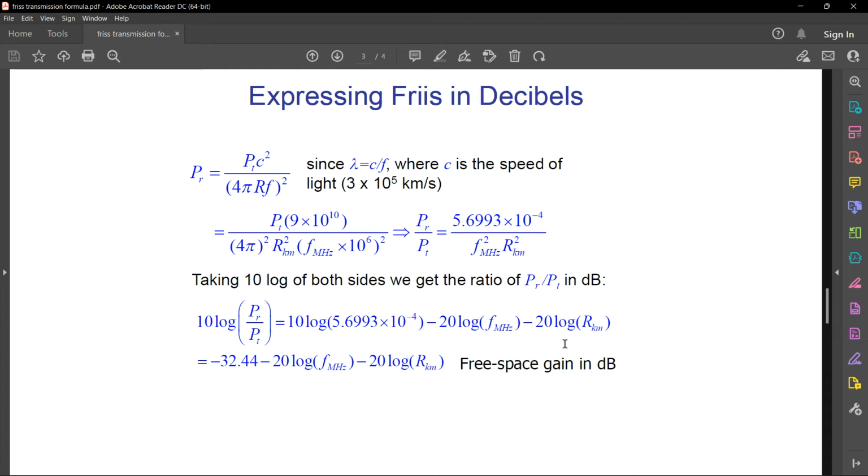So the square term has been multiplied with 20, with the 10 log. If it is a power term, we can multiply it with the exponent. So 20 has come here. On calculating the logarithmic value, we will get minus 32.44 minus 20 log F in megahertz minus 20 log R in kilometer, which is the free space gain in dB. So this is the ratio of power received by power transmitted.